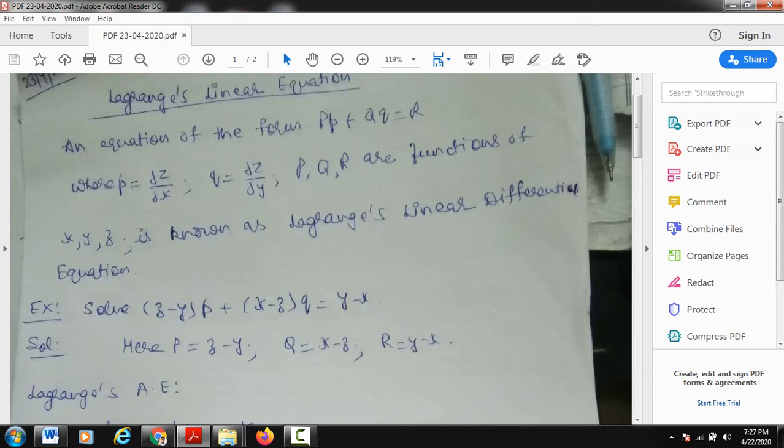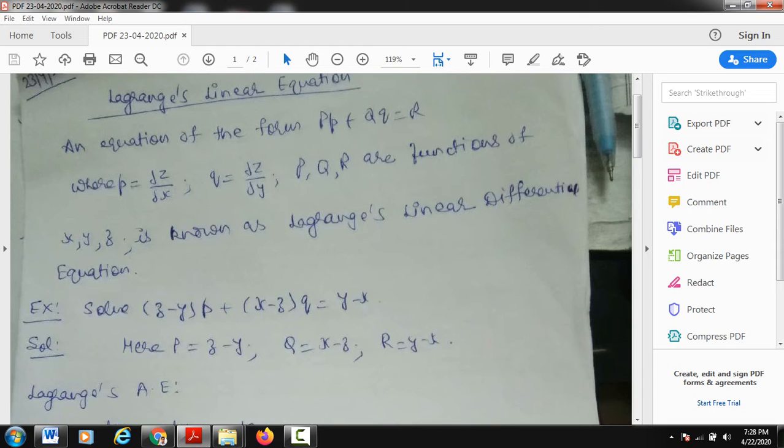You can say this is your first order partial differential equation or first order linear partial differential equation. Why are we using the word linear here? Because the first order derivative has degree 1. Now what are the steps? This method is typically used to solve first order linear partial differential equations. So first of all, I will discuss the steps for Lagrange's linear differential equation, and then I will illustrate these steps with the help of an example.